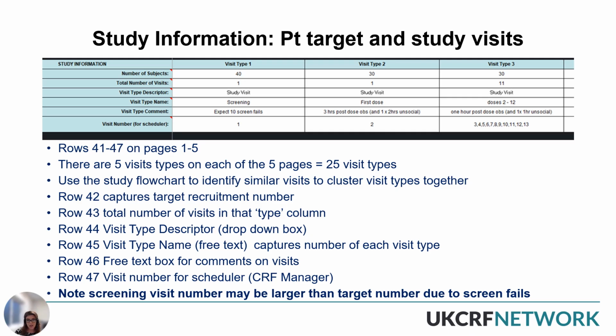And then underneath, at the very bottom row on the example on the screen, it says visit number for schedulers. And this is used specifically for CRFManager, and if you're doing an upload directly of version 14 onto CRFManager. And again, you can see in bold at the bottom of the text on the screen, it's reminding you to think about actually, are you going to be screening more patients than you actually end up enrolling? And also think about if you've got a patient that drops out of the study, do you then need to go in and replace them?